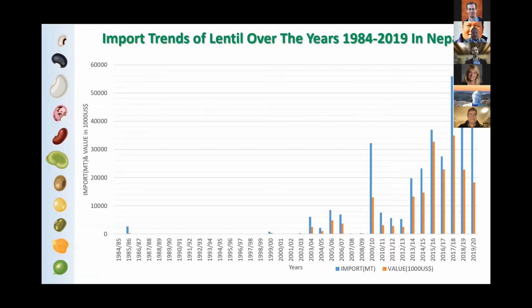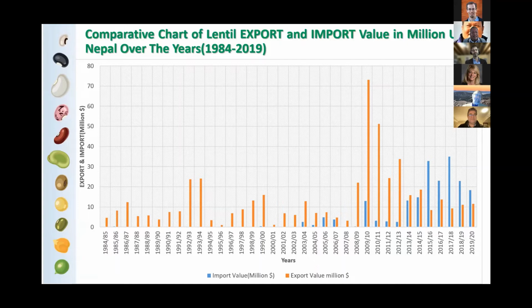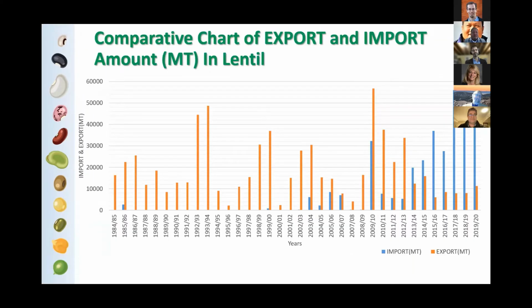But these days, the import trend of lentil is going up. In 2019, we imported 38,000 metric tons, and the value is about $18 million. This is the comparative chart of the same thing, so I don't think I need to explain more. It's also the same thing.